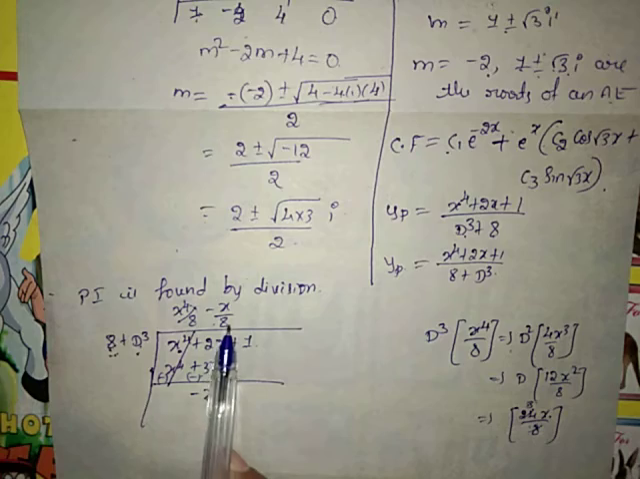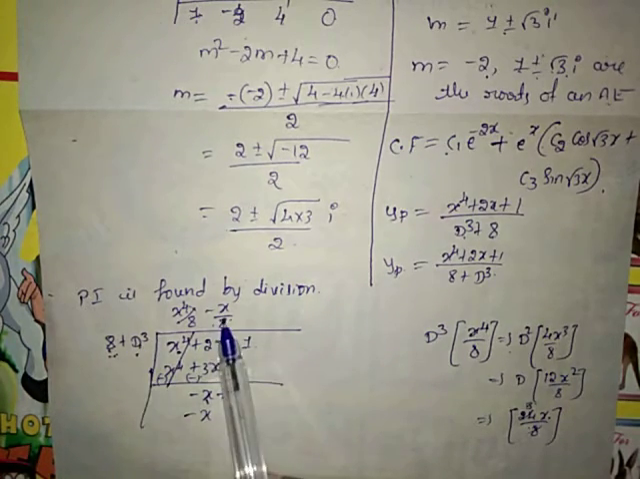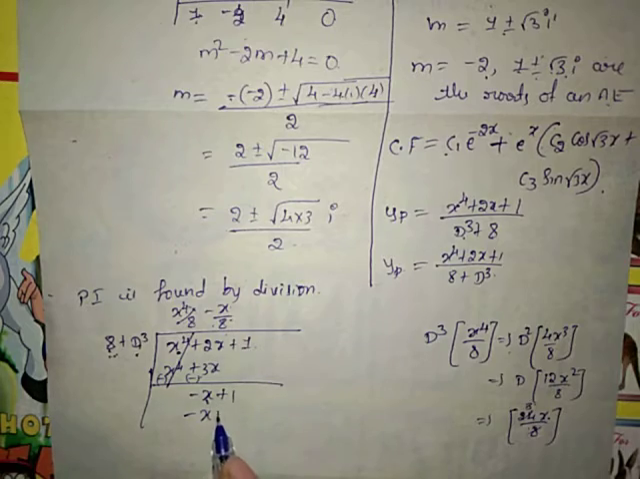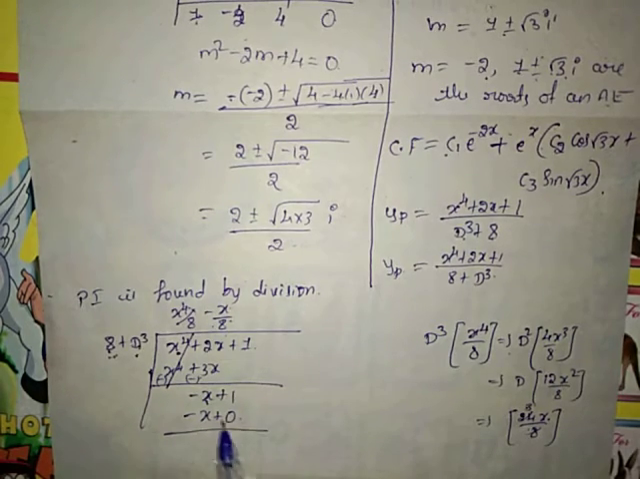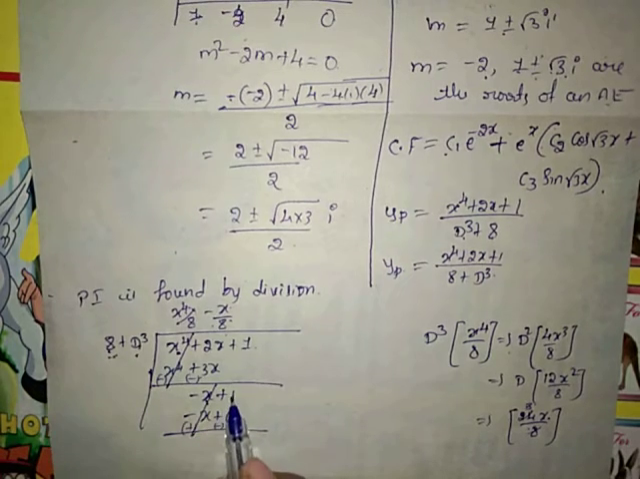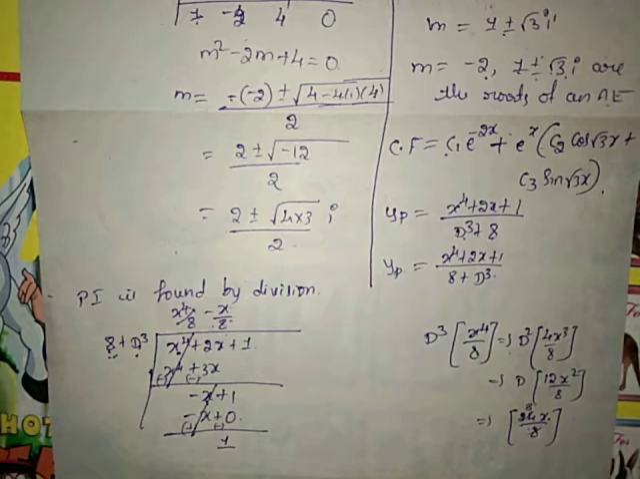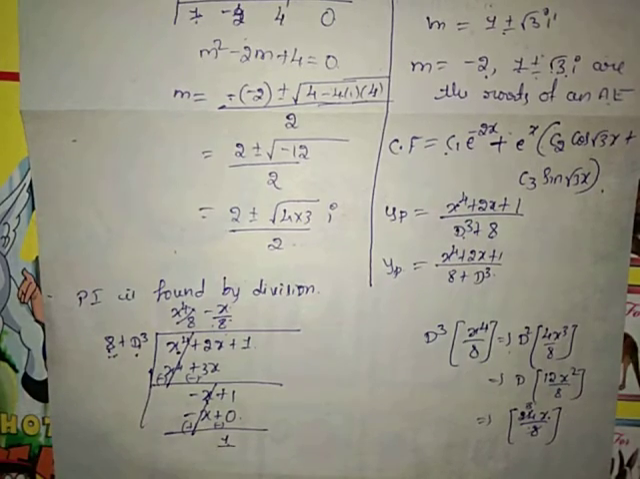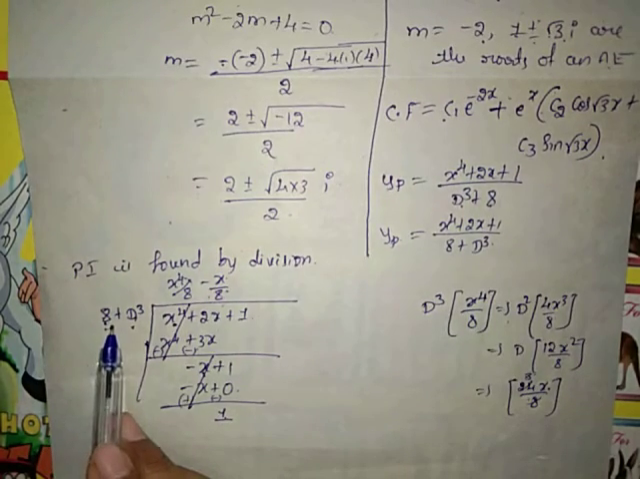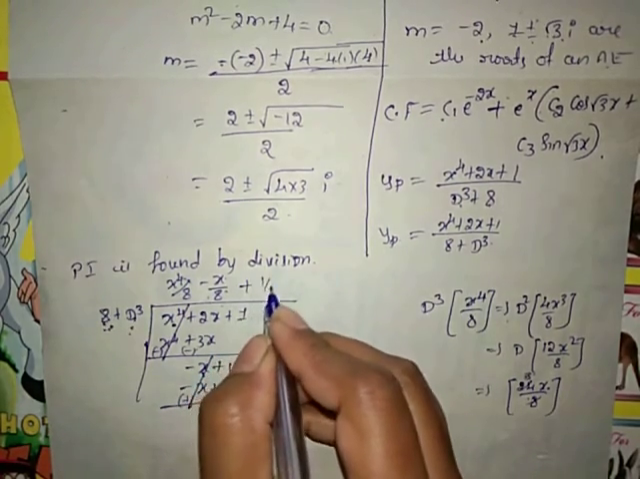So 8 into minus x by 8 is minus x. Third derivative of minus x by 8 is 0. So reverse again the sign. X gets cancelled, remaining is 1. Again first term of the function divided by first term of the function of D: 1 by 8 is our next quotient value.